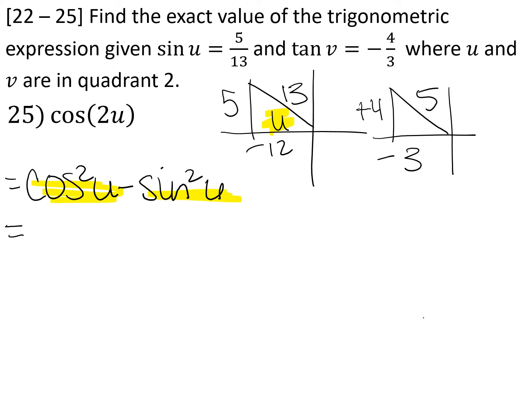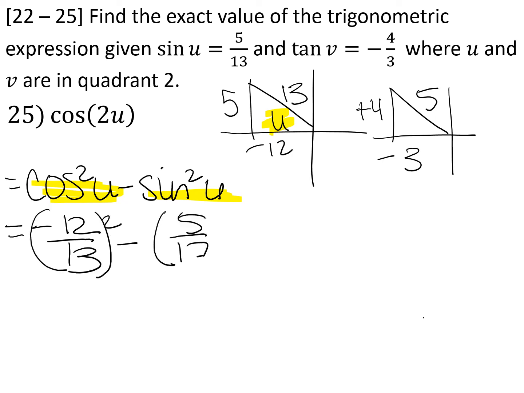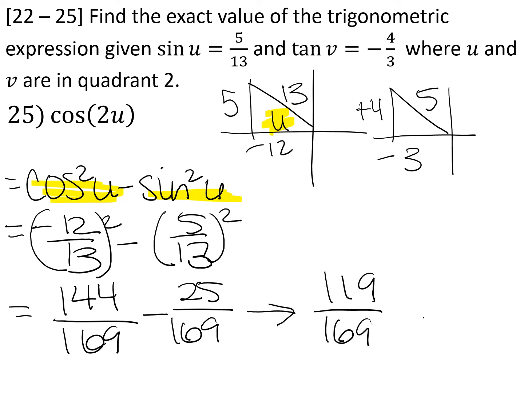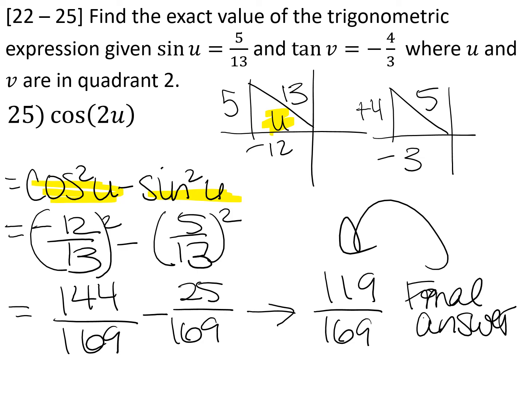So I would have my -12 over 13 squared minus my 5 over 13 squared. -12 squared is 144, 13 squared is 169, minus 5 squared is 25, 13 squared is 169, and I believe that's 119 over 169, final answer. Okay, and I think that concludes the study guide. Let's see if there's any more pages.